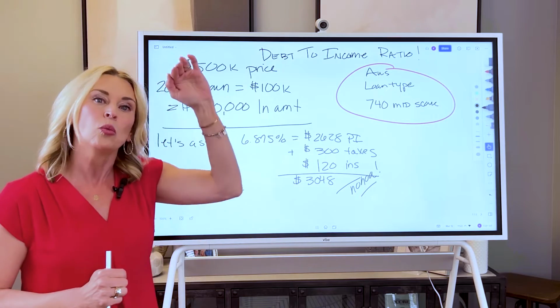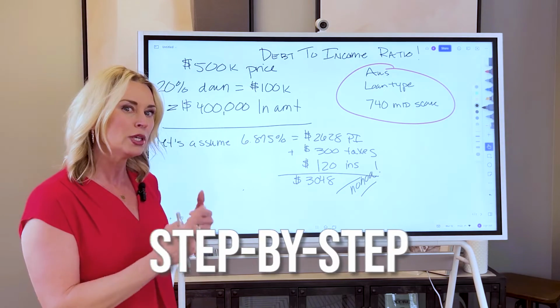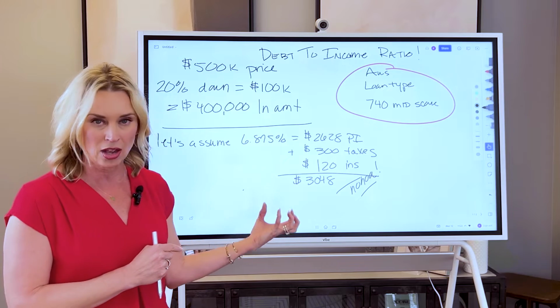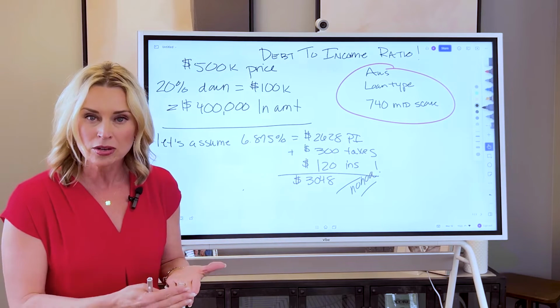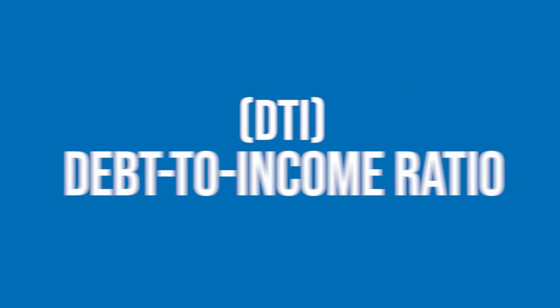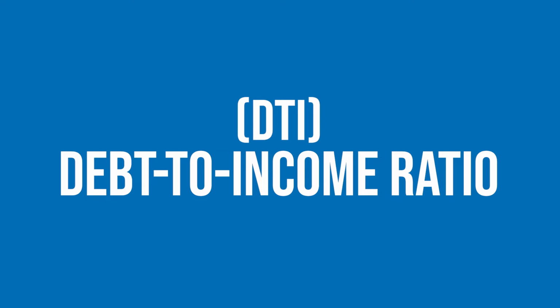My goal is to walk you through step by step and show you a few insights into how a debt ratio is actually calculated. So debt to income ratio is the topic today, and the abbreviation that you might hear lenders or real estate agents use is DTI. Okay, so let's dive in.